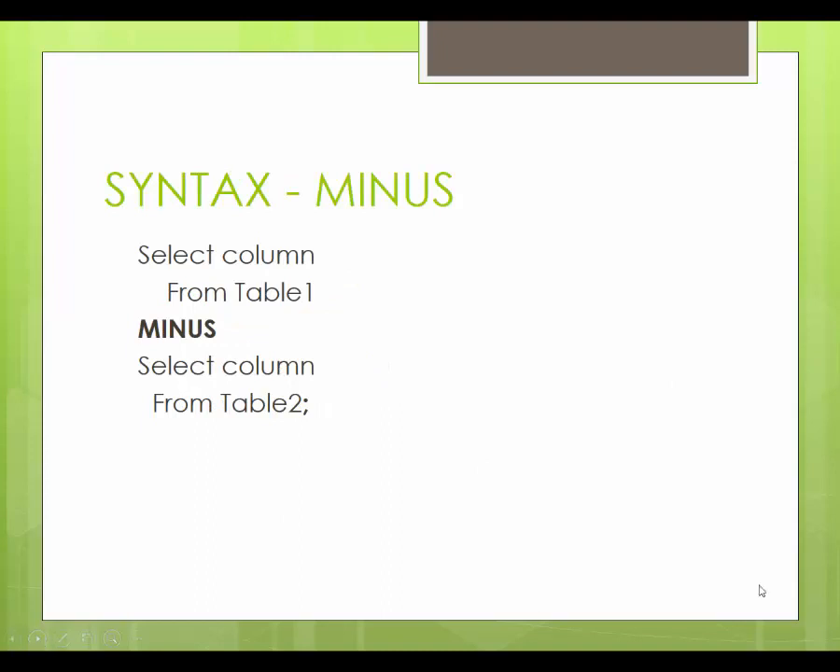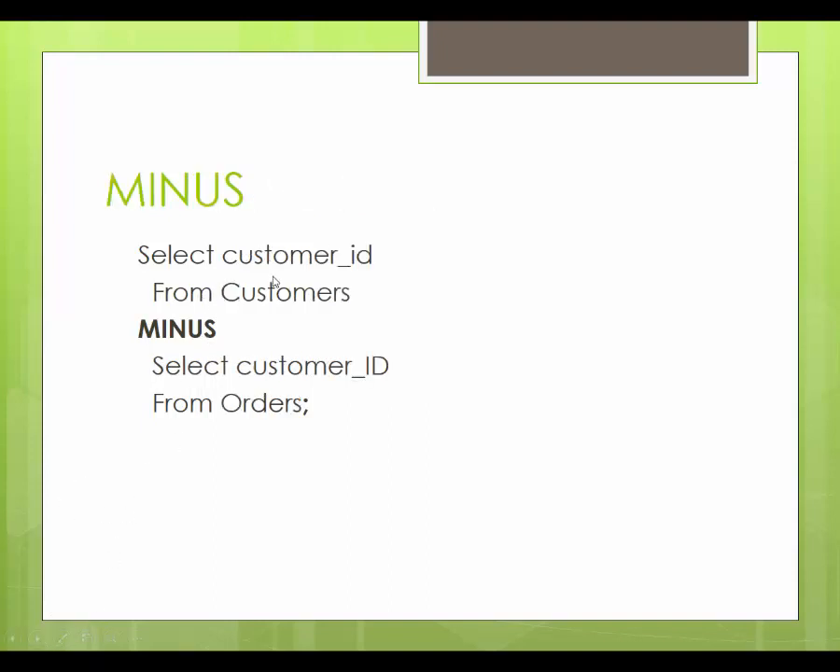And the last one is minus. What minus does is it takes the result set from your first query and it removes the result set from your second query. So you may have a query where you didn't want any invoices that were earlier than June of 2014 from your overall query. Again, different ways to do it. Here's an example. I have my customer IDs from my customer table, and I'm going to remove the customer IDs in my order table. So if you have customers that haven't placed an order, that's going to be the result of the overall query.